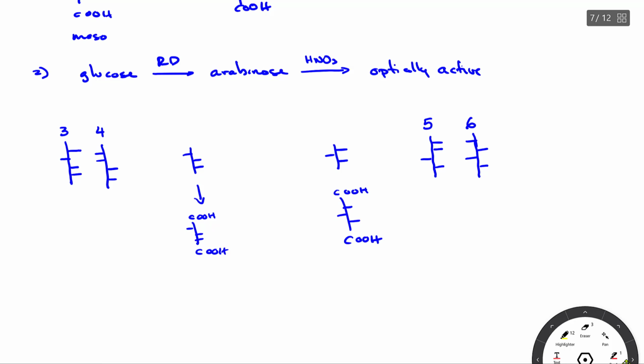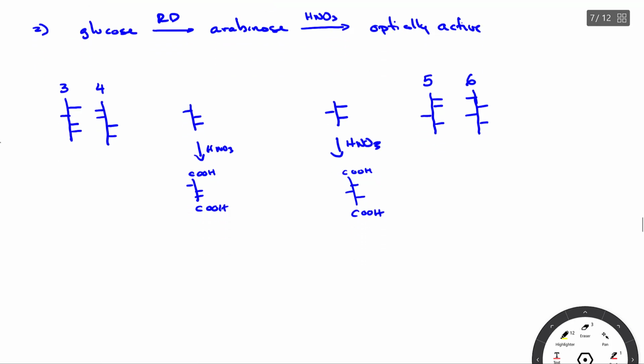let me move that down. It's a little too close. I can't get my little arrow in there. All right, this is HNO3 and H. Oops, I shrunk it. HNO3 like this. All right. This compound on the right is meso. So if that had been the result, then 5 and 6, one of those two would have been glucose.